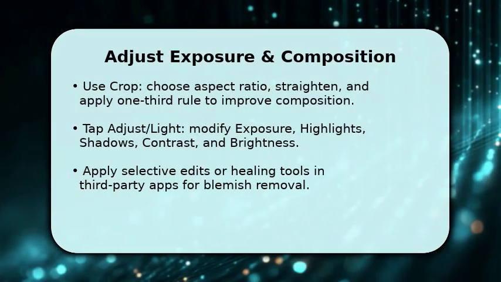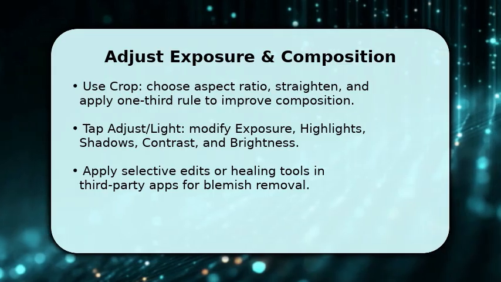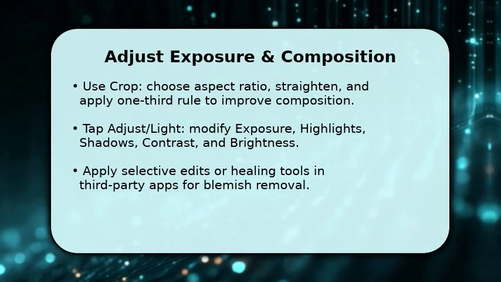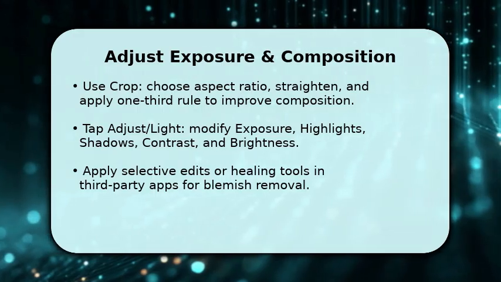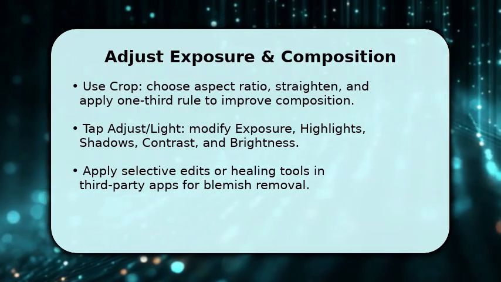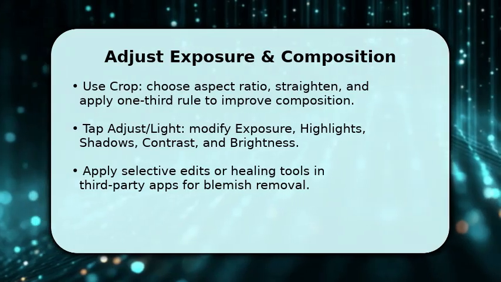Start by cropping and straightening. Choose an aspect ratio like 16:9 or square to suit your output and correct horizon lines. Next, tweak light controls. Reduce highlights to recover bright detail, lift shadows to reveal shadowed areas, and adjust exposure and contrast subtly. Small moves matter.